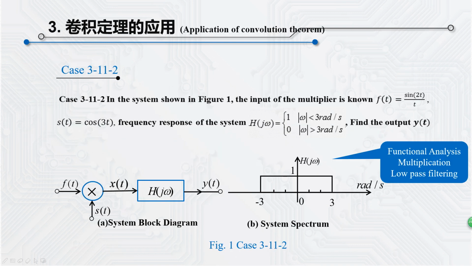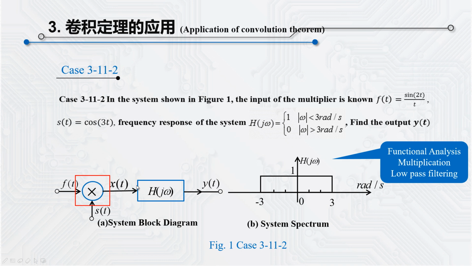Let's look at another example. There is a system as shown in Figure A. It's known that the input of the multiplier is f(t), where f(t) equals sine 2t over t. The other input, s(t), is equal to cosine 3t. The frequency response function H(j omega) of the given system is shown in Figure B. Well, what is the function of the system shown in Figure A?